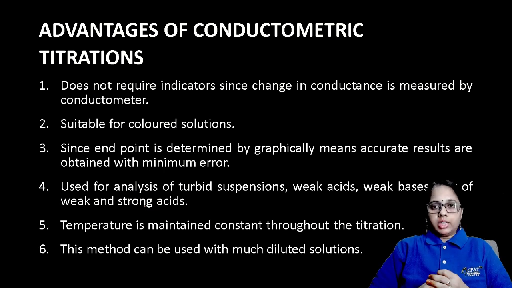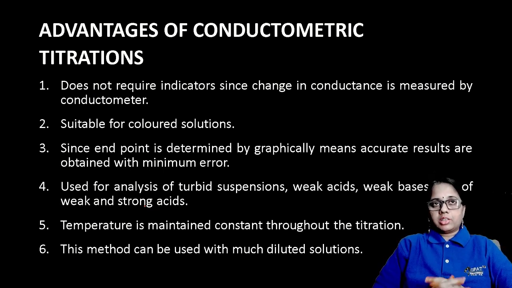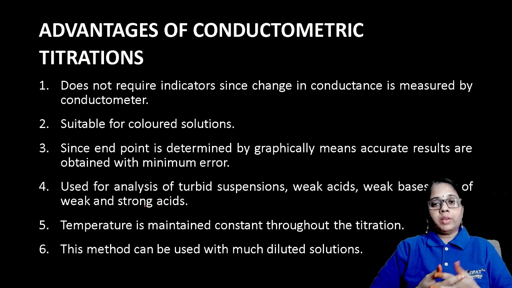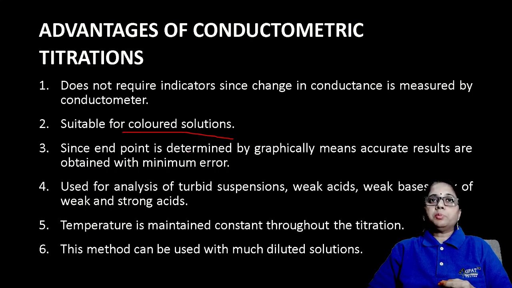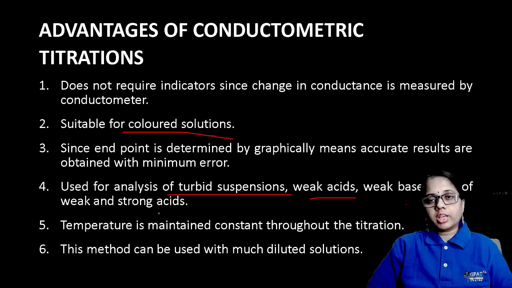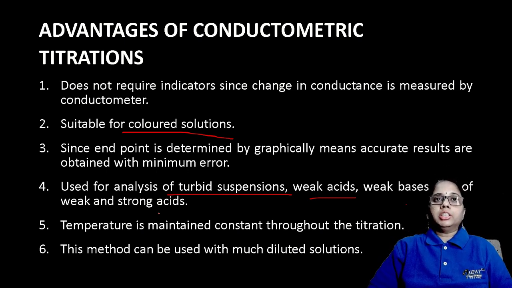Coming to the advantages of conductometric titrations, they do not require visible indicators like those used in acid base titrations and non-aqueous titrations. These color change indicators are not required here because we measure the conductance. It is suitable for colored solutions also, and since the end point is determined graphically, accurate results are obtained with minimum error. Conductometric titrations can also be used for the analysis of turbid suspensions, weak acids, weak bases, and mixtures of weak and strong acids.